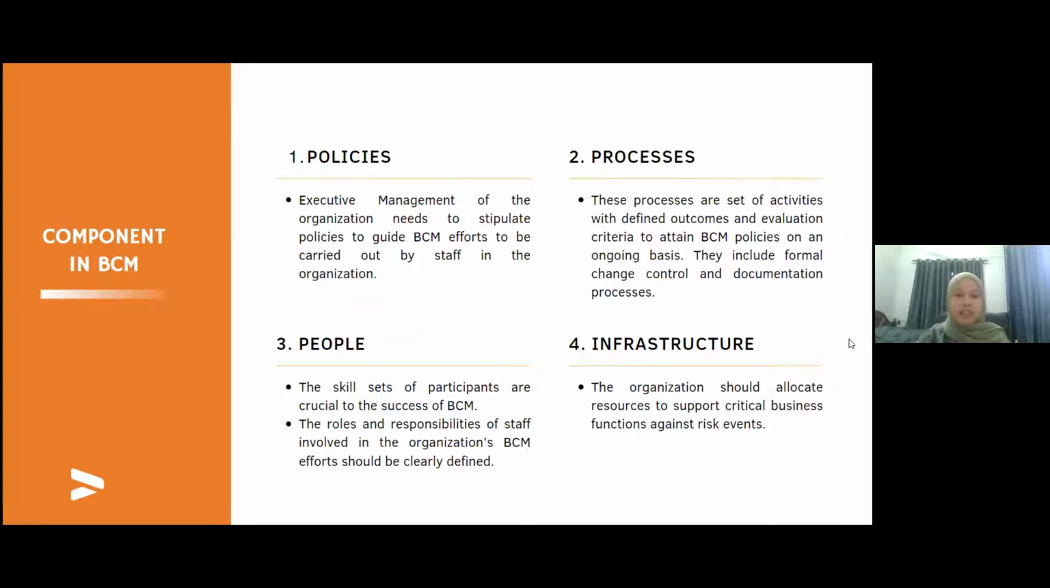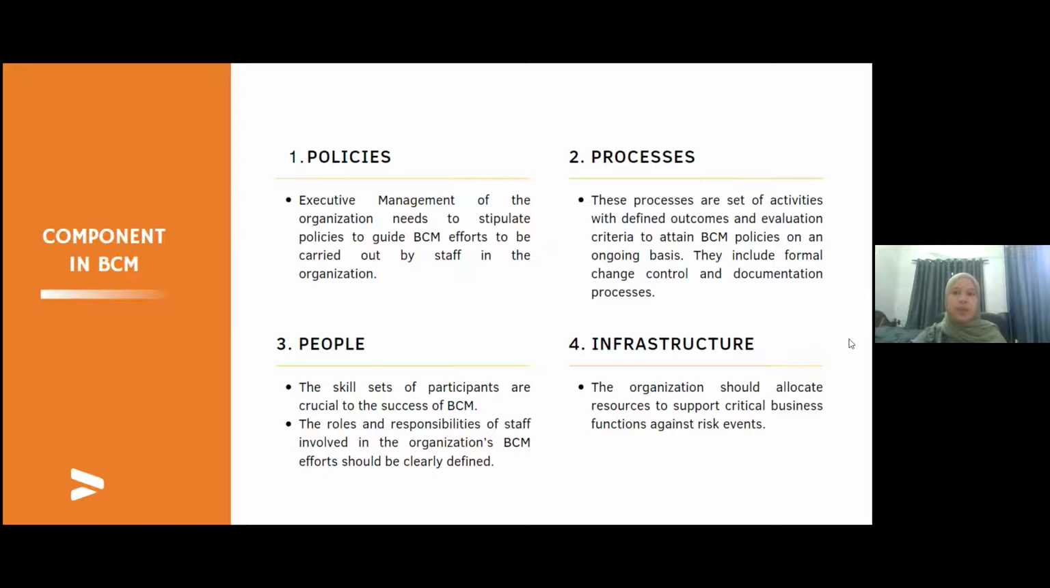The next one is people. Okay, people are the key set of participants crucial to the success of BCM. The role and responsibility of staff involved in the organization BCM effort should be clearly defined. This means that each of the workers who handle a certain risk must have their own role so that they will know what to do when the incident happens.